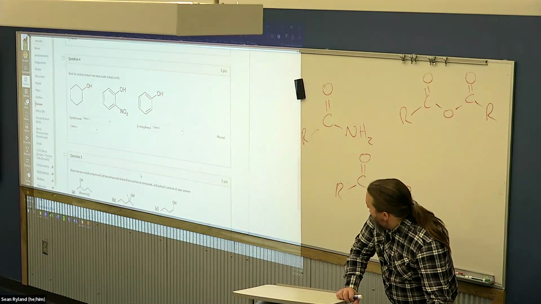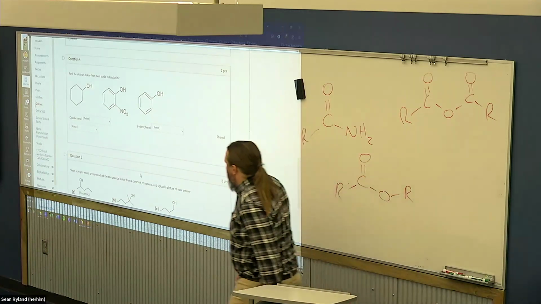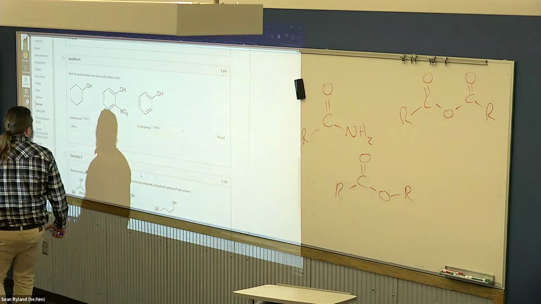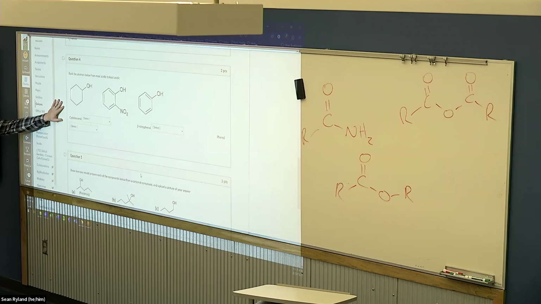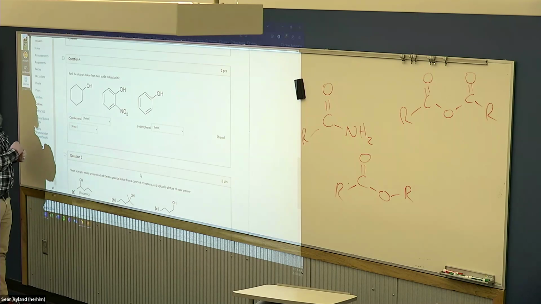All right, and then there was an acidity question. Which of these would we say is most acidic to least acidic? What's the most important factor? Resonance. So two of them have resonance and one doesn't. So that gives us one end of the spectrum, right? We can right off the bat say cyclohexanol is least acidic.